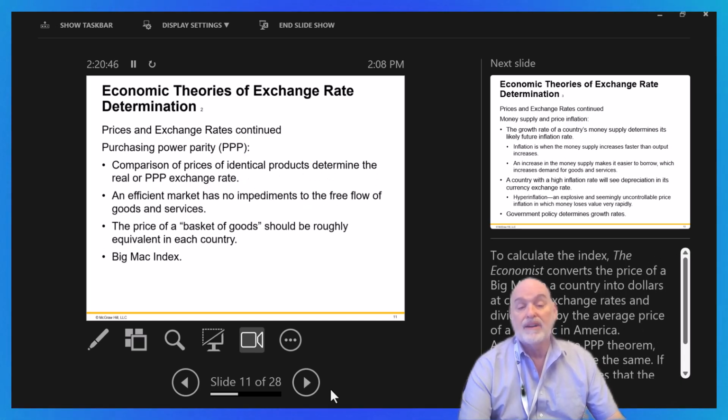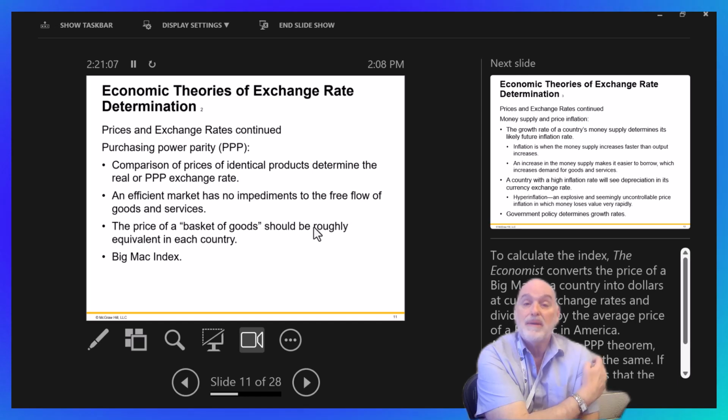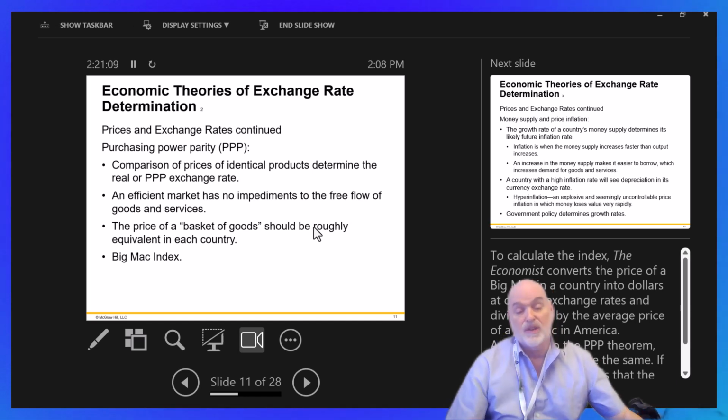Purchasing power parity, or PPP. It's a comparison of prices of identical products to determine the real, or PPP, exchange rate. An efficient market has no impediments to the free flow of goods and services, and the price of a basket of goods should roughly be equivalent in each country. There's something called the Big Mac Index, which basically takes the price of a Big Mac in each different country, and then you compare the price of that.